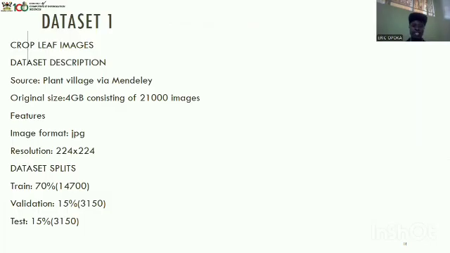So moving on, we have the data sets. We have 3 main data sets. The first one was leaf images. The leaf images we got from Plant Village via Mendeley. It's a total of 4 GB, because in this case we are training it on maize, which has 4 classes and 21,000 images. It's in JPG format, and it had that resolution. For the data split, 70% was for training, 15% for validation, then 15% for testing.